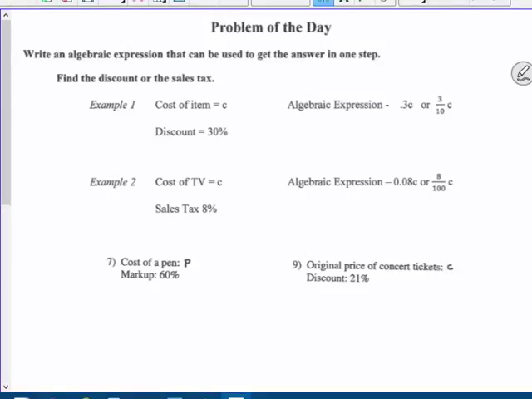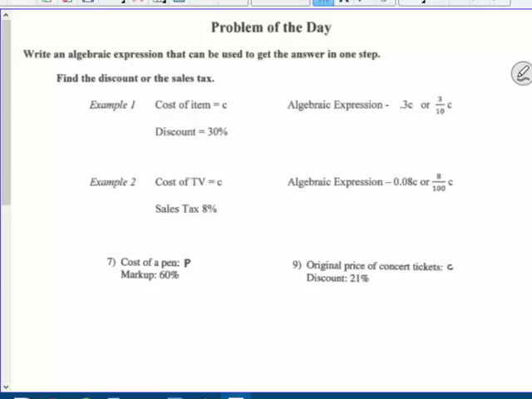Today's video starts on page 10. It is a problem of the day, but I am actually going to do this problem of the day because you're going to do page 11 on your own, one of those percent more or less charts that helps you get faster with mental math percents. So page 10 in your packets.